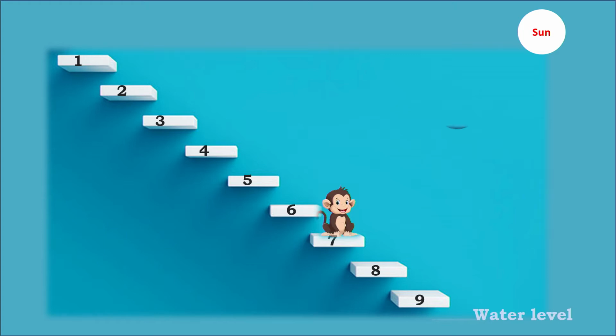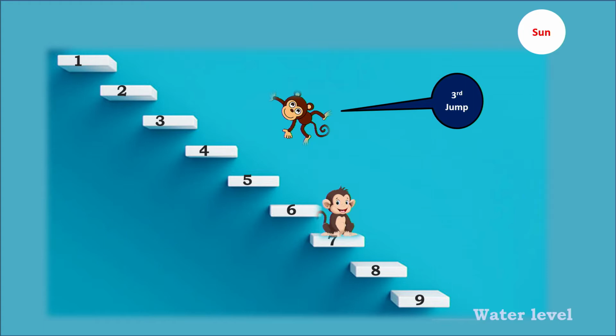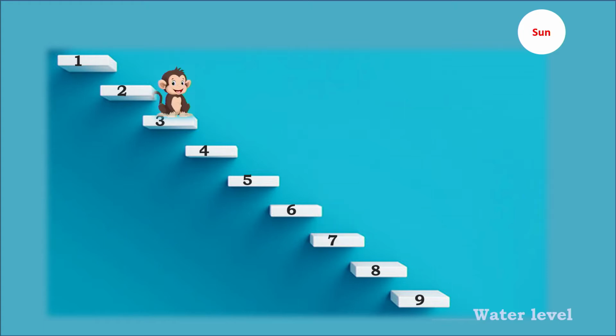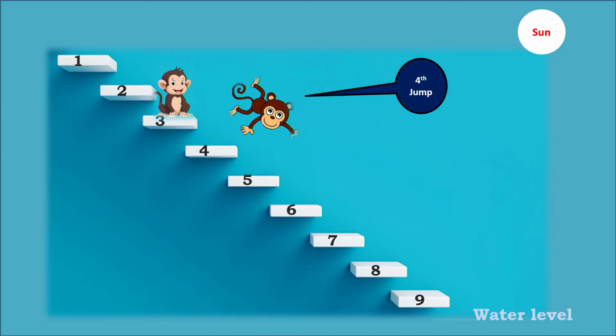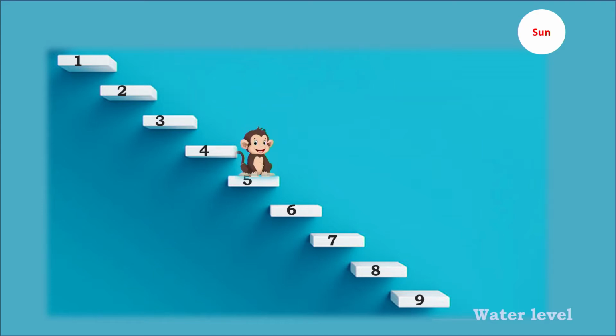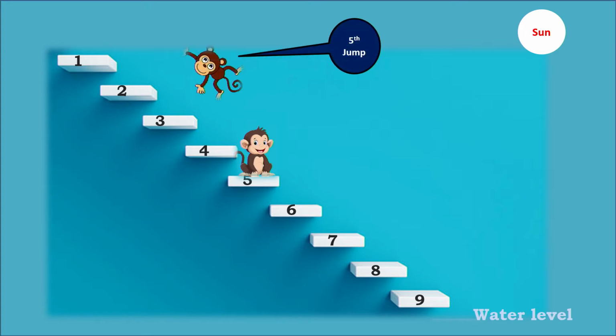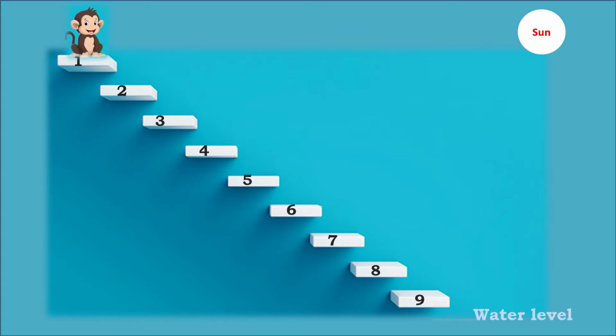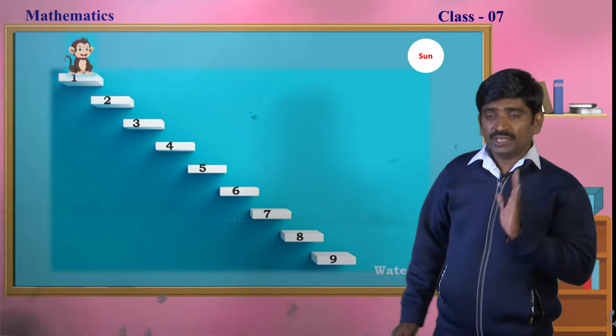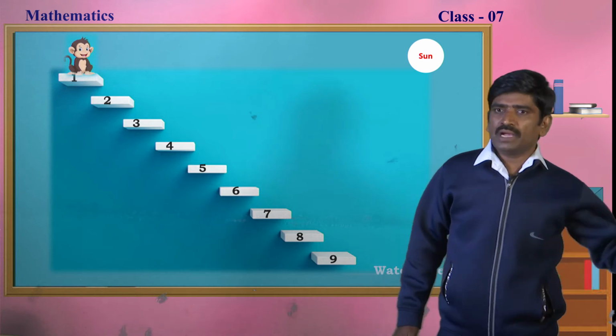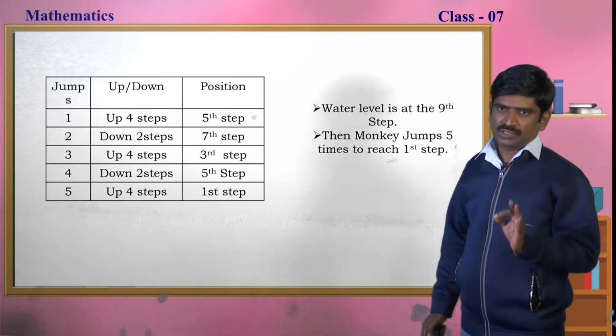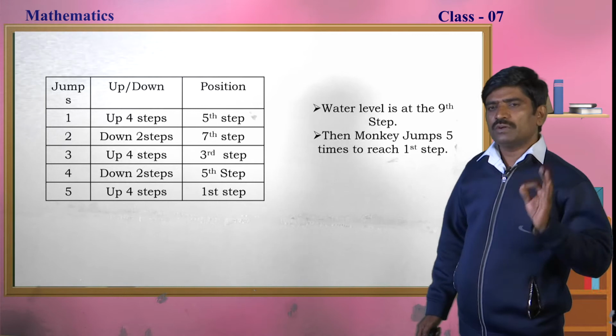Again he jumps up 4 steps. On the third jump he reaches the third step. Next he jumps down 2 steps, that is the 5th step. Again he jumps up, then he reaches the first step. The monkey reaches back. How many jumps does he take to go back? That is 5 jumps to reach the first step.